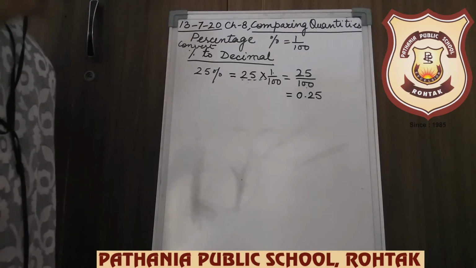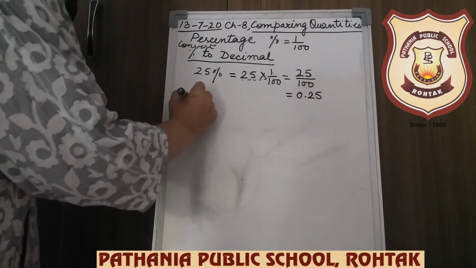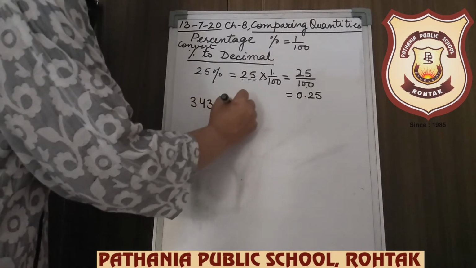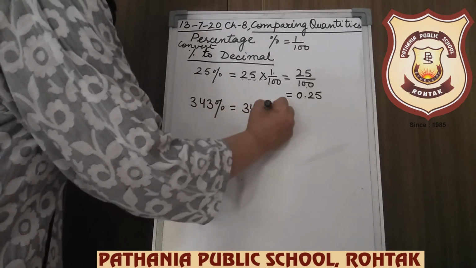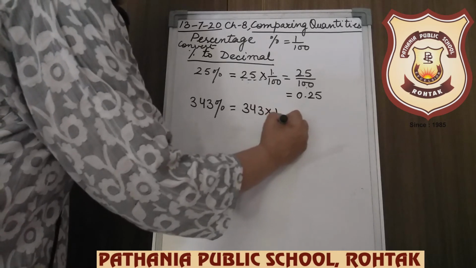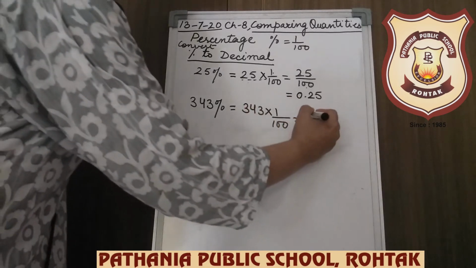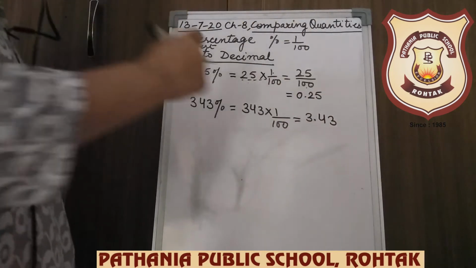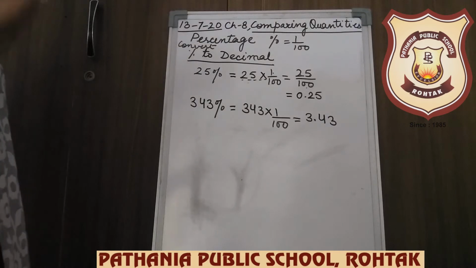Is this clear? Now, I'll take some other number, 343%. So, 343 multiplied by 1 upon 100. Now, for this 100 I will put the decimals and this becomes 3.43. You can write this step also or directly you can put the decimal. It is your choice. Is this clear?